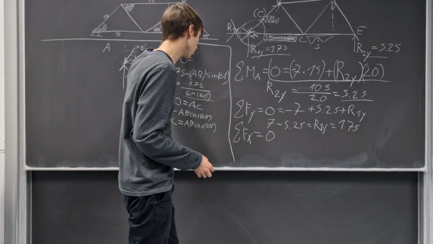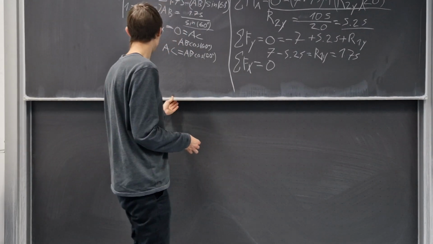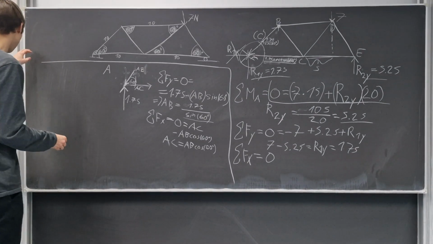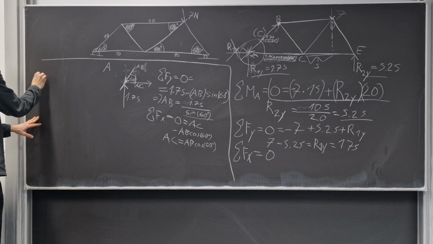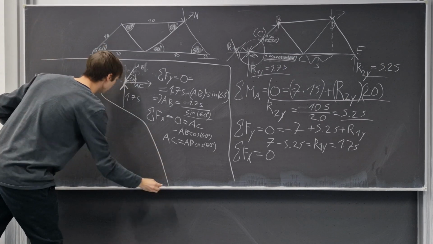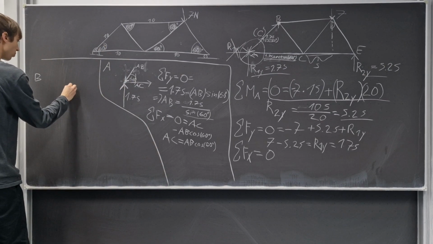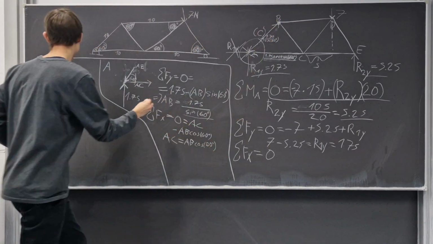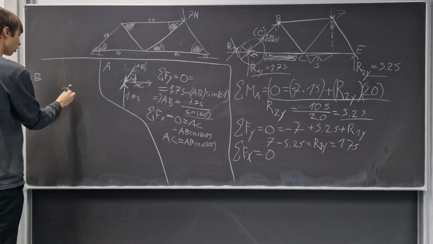So to do B, I'll write it on the left here. So let's say we're considering the joint B, separated like that. And what's at B? So we know AC will go towards B at an angle of 60, of course.